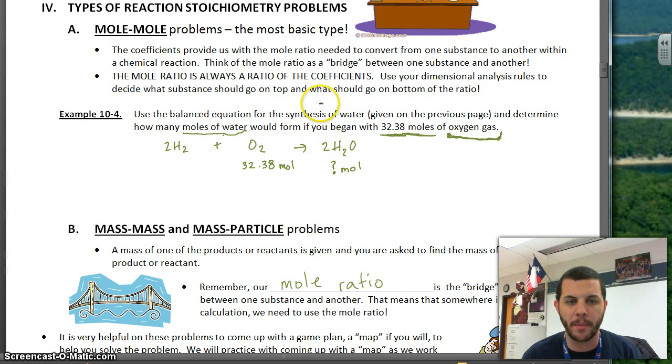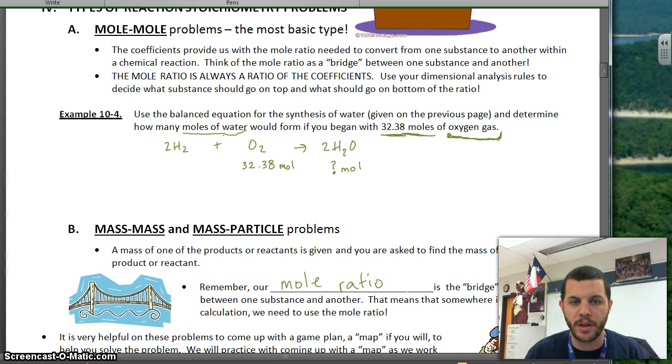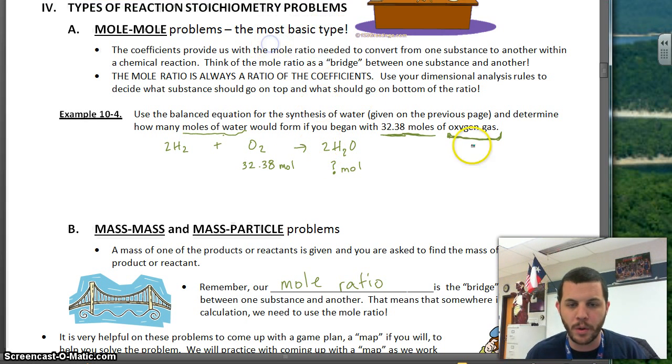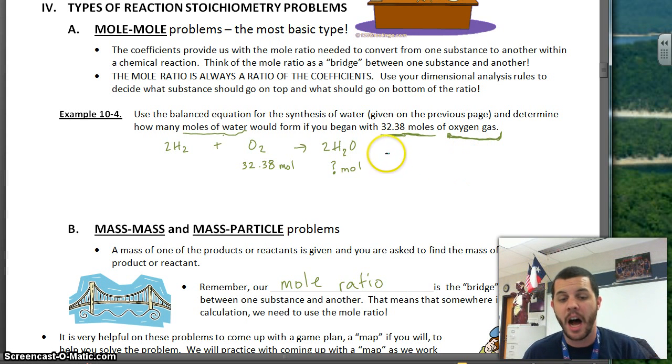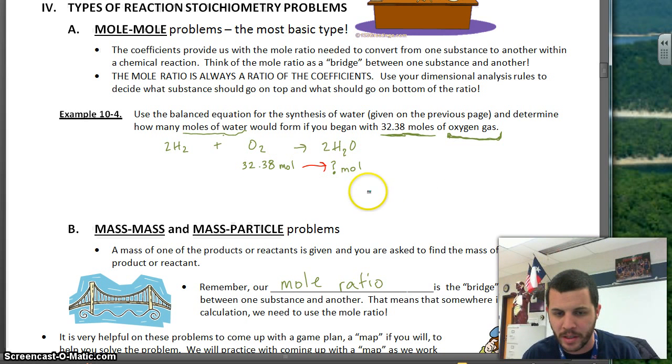Now a lot of y'all can probably already see what the answer is going to be. However, I want to go ahead and start this problem the way we're going to start all the other ones, because you need to see where we're going to start and how to start all these problems. So I can go from moles to moles. Okay, that's not a problem. I can go from moles of this to moles of that. So what I'm going to do is I'm going to make a T-chart.